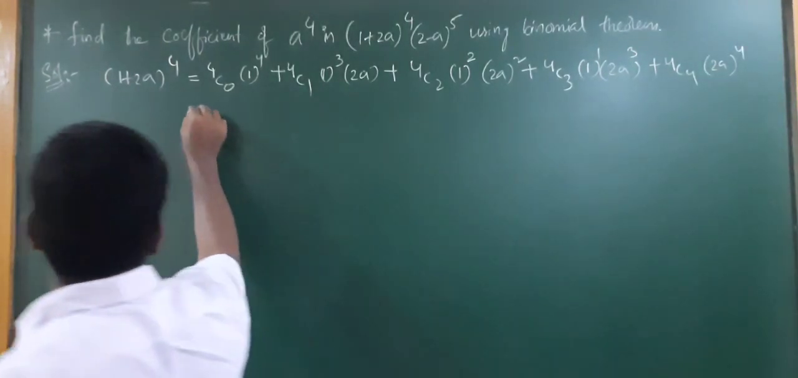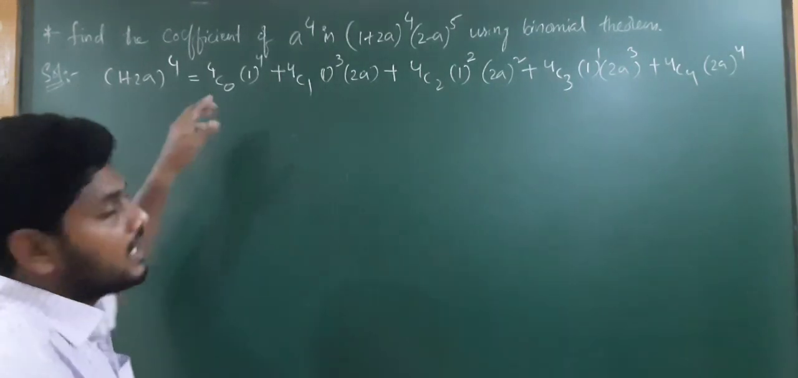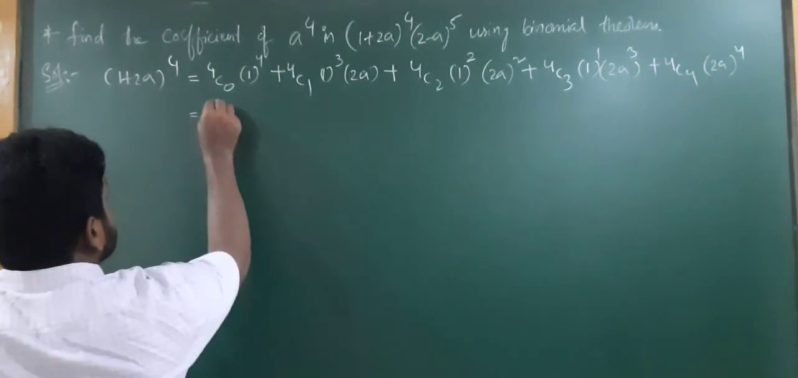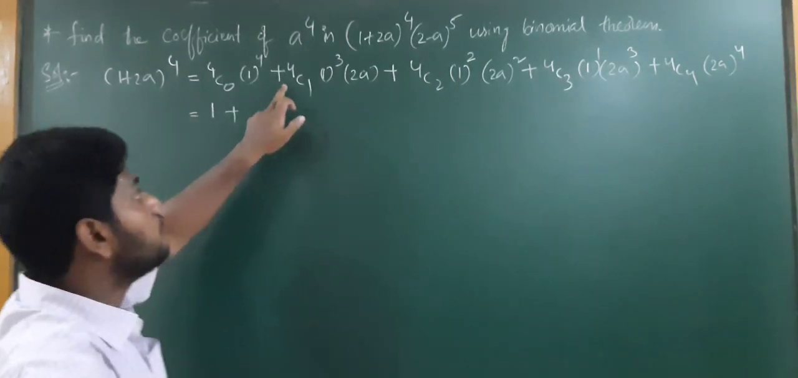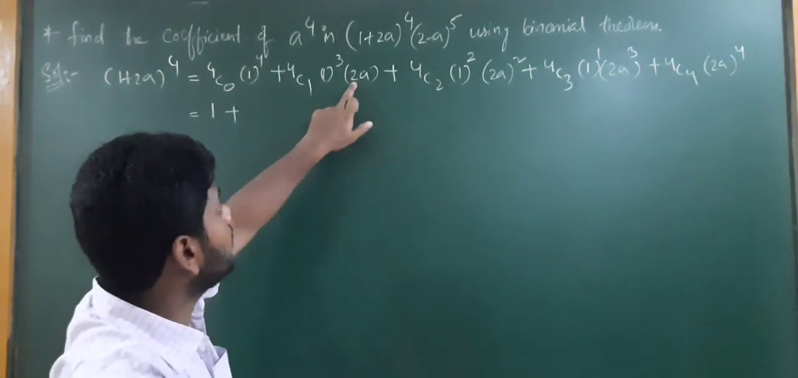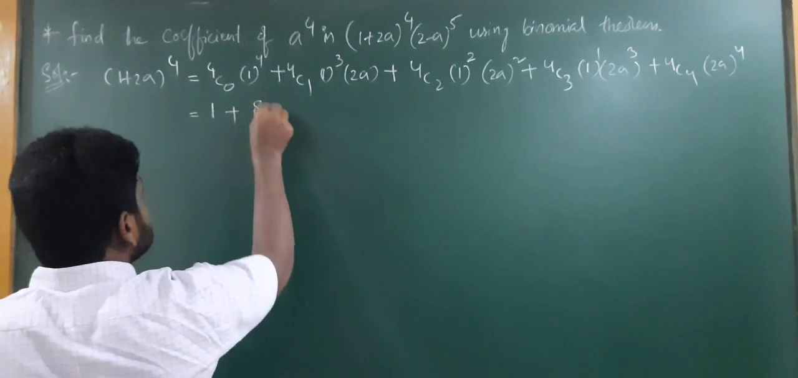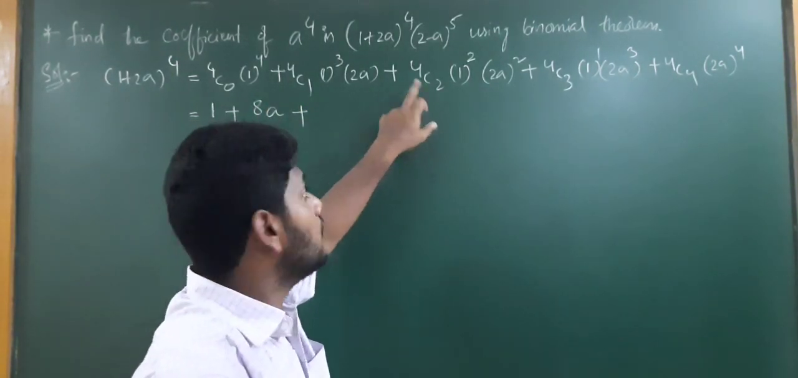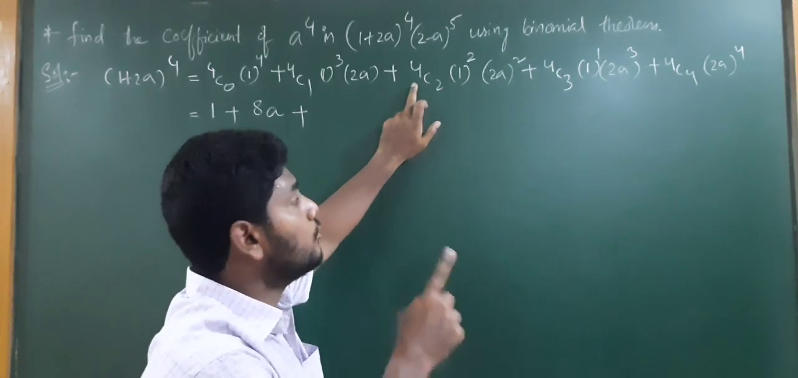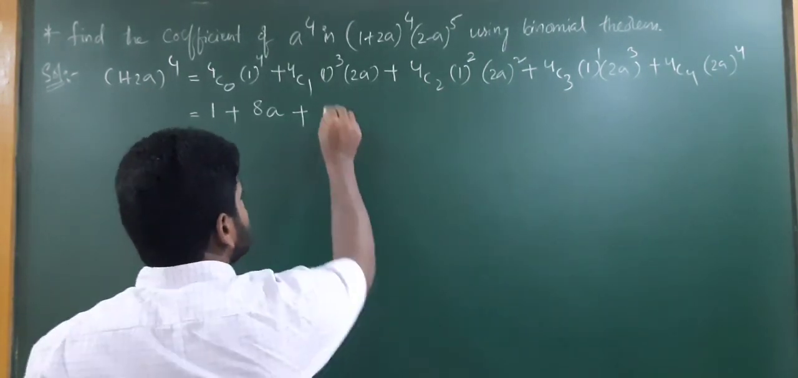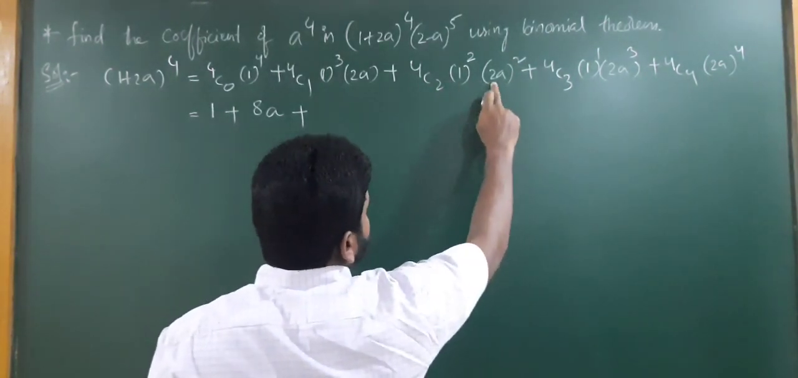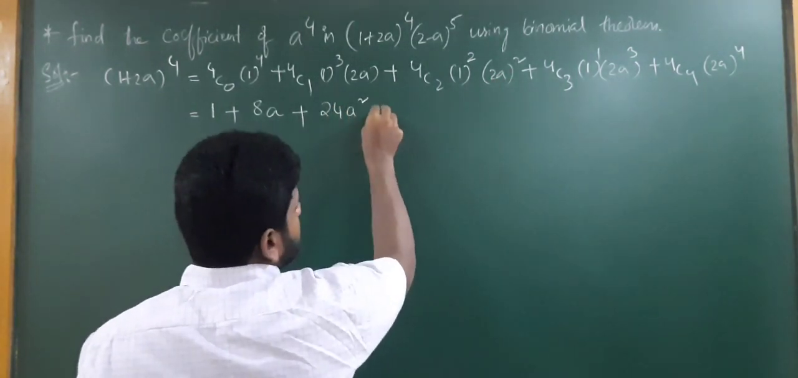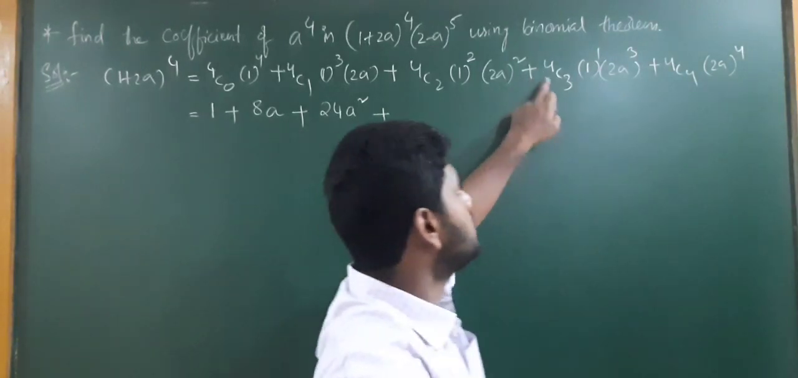So which is equal to, see what is 4C0? Any nC0 value is equal to 1. 1 into 1 to the power of 4 is 1, plus 4C1 value 4, 4 into 2, this is 8a, plus 4C2 value. How to simplify 4C2? 4 into 3 by 2, which is nothing but 6. 6 into 2 square 4, this is 24a square, plus 4C3 value.